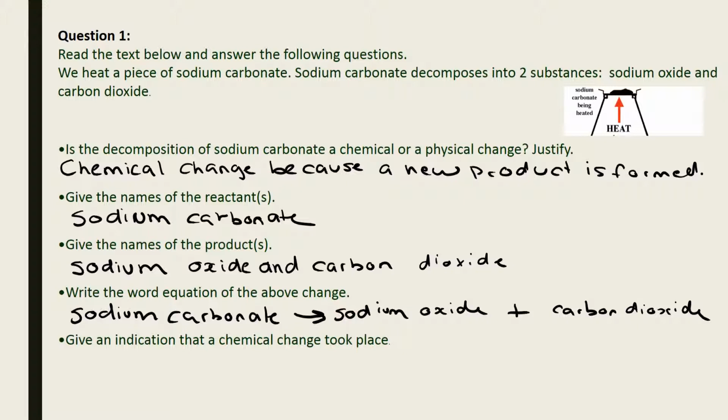Give an indication that a chemical change took place. So that was carbon dioxide. One of the evidences that a chemical reaction took place is a release of gas. So release of gas. We can write in brackets CO2.